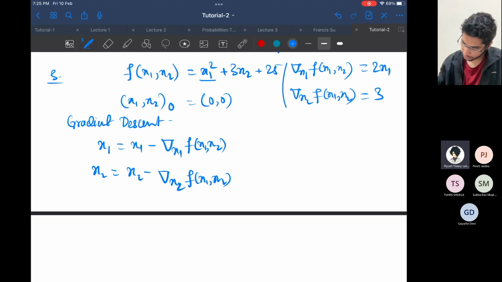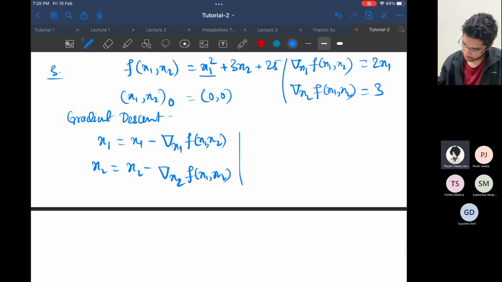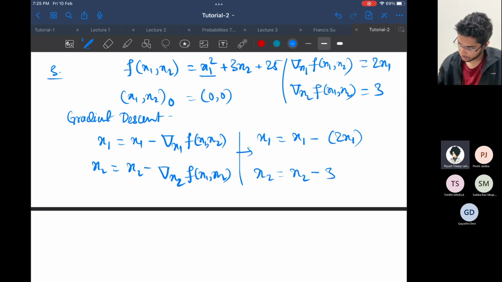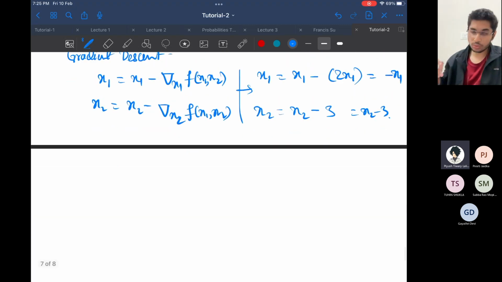So, if I substitute these two things here and here, what will this become? This is what it will become. x1 will be equal to x1 minus 2x1, and x2 will be x2 minus 3. And this becomes minus x1, and this becomes x2 minus 3 as it is. So at each step I will substitute and change this.